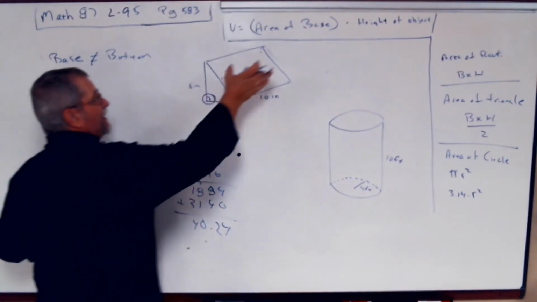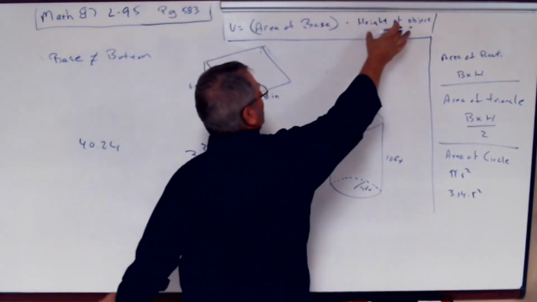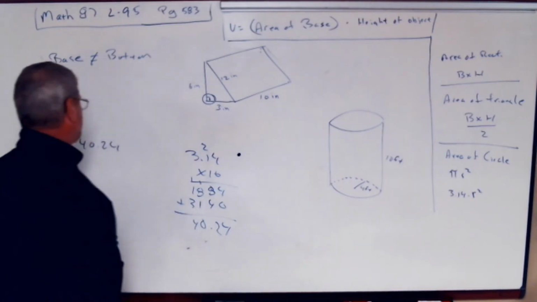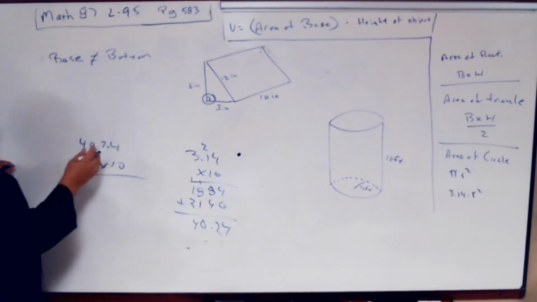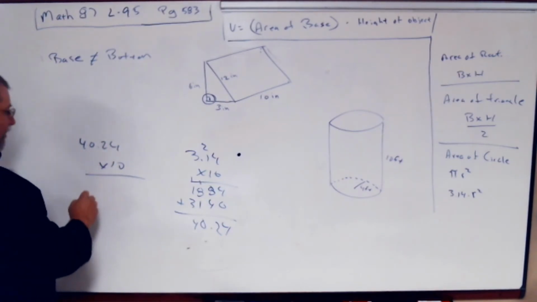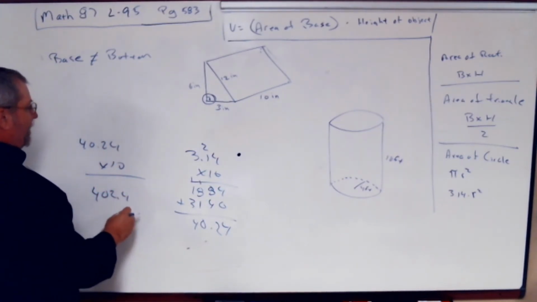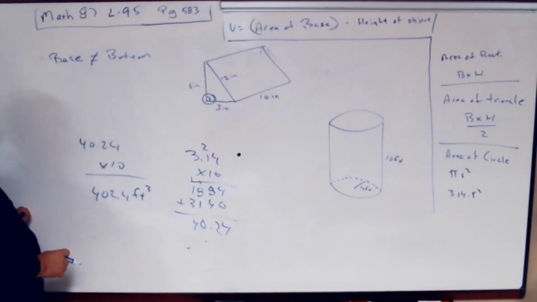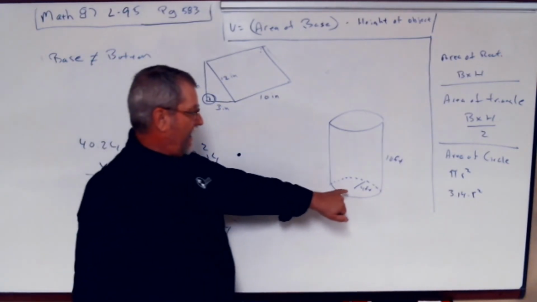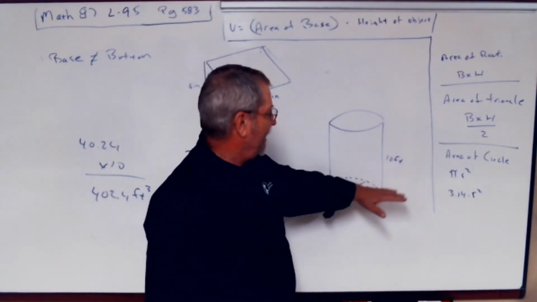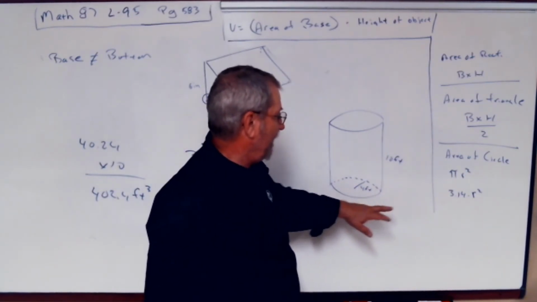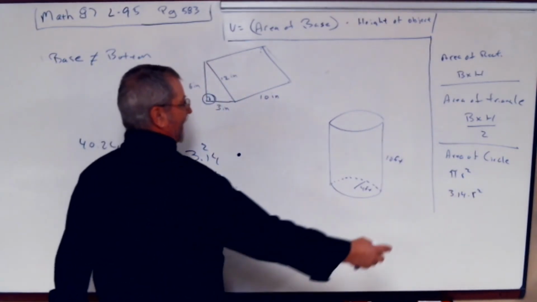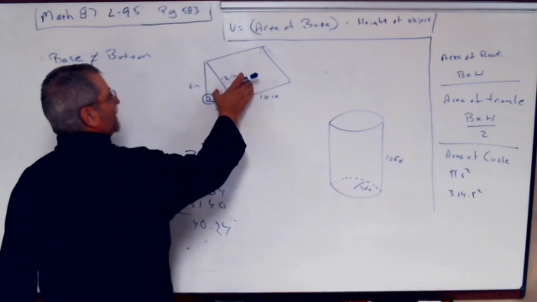This is the area of the base. Now I have to multiply it times the height of the object, which is from base to base, right there. Times 10. I don't want to see all the zeros and stuff, okay? Move the decimal over 1, 402.4 feet cubed. Understand? Area of the base times the height. The base is a circle, okay? 3.14 times 4 squared, which is 16. That answer times 10.